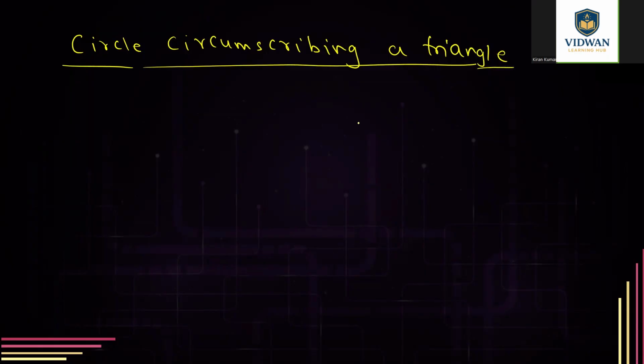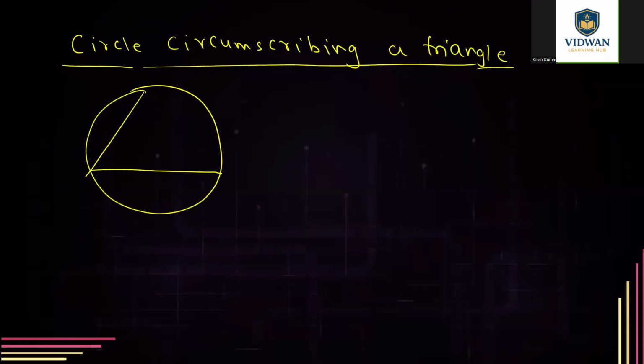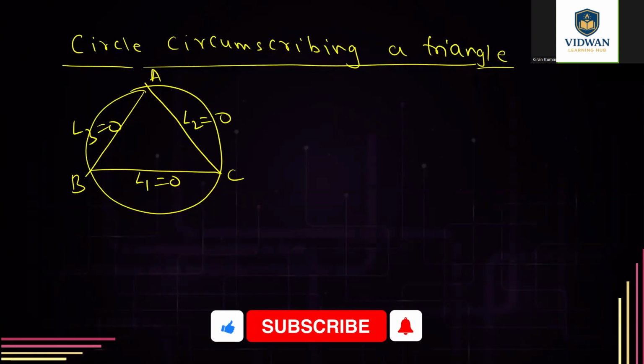So here we have a circle again which circumscribes a triangle, but this time you are not given the vertices. Instead, you are given the equation of the sides. Suppose this side is given as some L1 equal to 0. This is L2 equal to 0. This is L3 equal to 0. Equation of three sides are given to us.